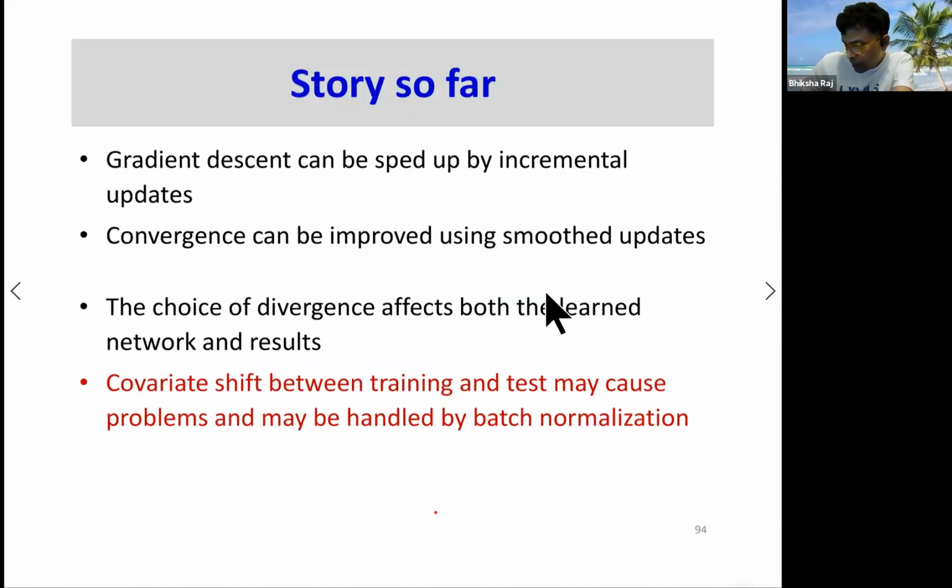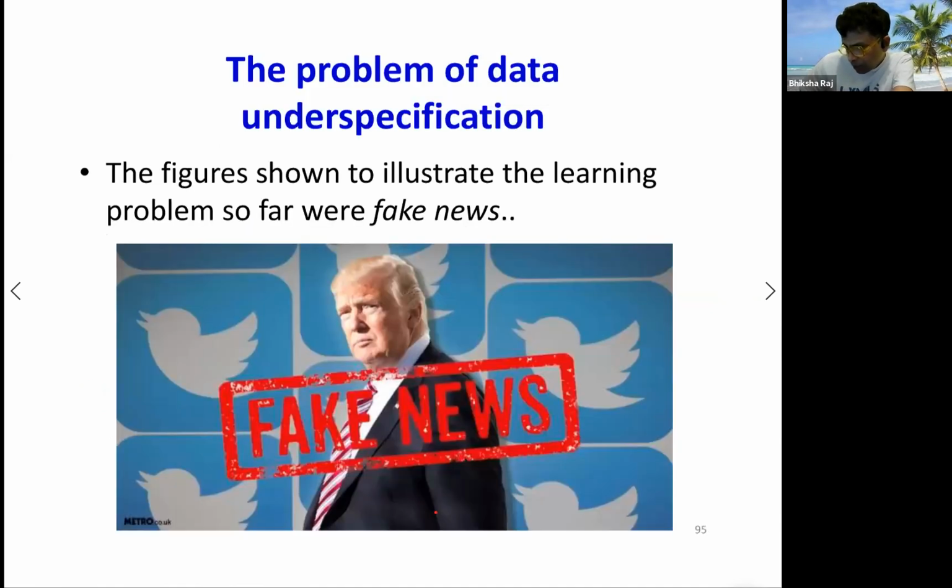And so here's the story so far. Gradient descent can be sped up by incremental updates. Convergence can be improved using smooth updates. The choice of divergence affects both the learned network and the results. And covariate shift between training and test may cause problems and may be handled by batch normalization. So any questions?